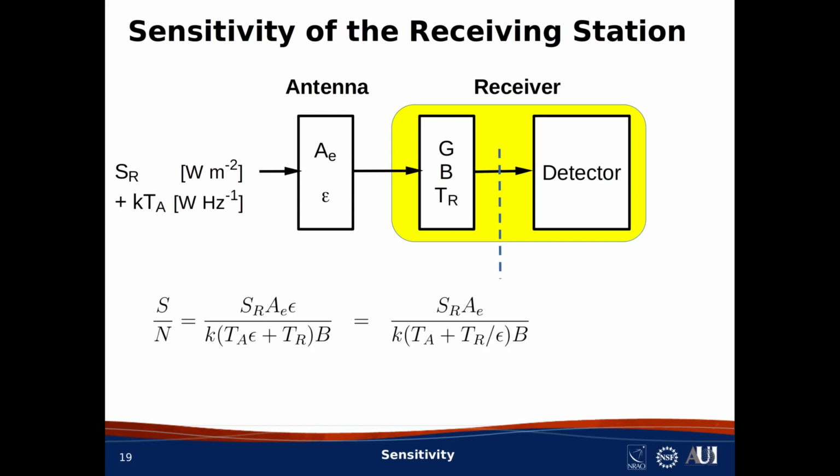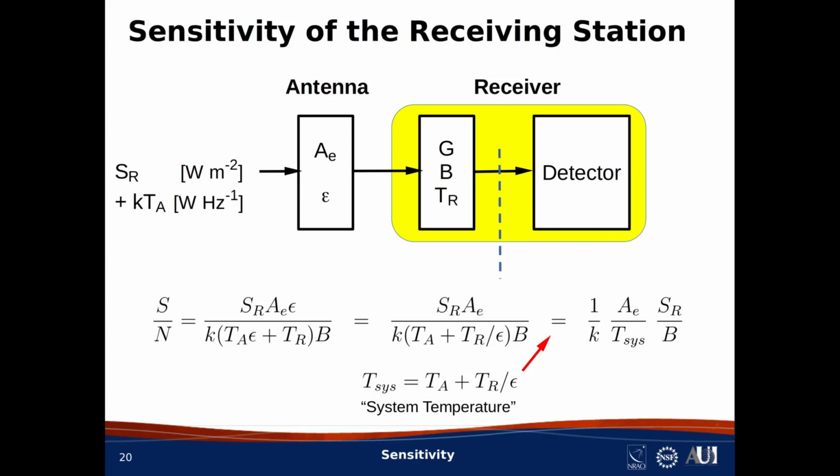Here I've rewritten this expression simply by dividing the numerator and the denominator by epsilon. So now epsilon is completely contained in one place in the expression. The resulting factor of T sub A plus T sub R divided by epsilon, now appearing in the denominator, has special relevance. So let's call that out. We call this factor the system temperature. The reason for giving this a name is because this factor now accounts for all relevant noise contributions. It is literally a measurement of the overall noisiness of the system. We'll call the system temperature T-sys.